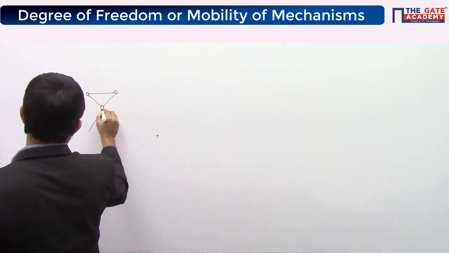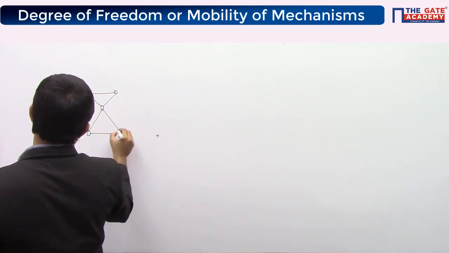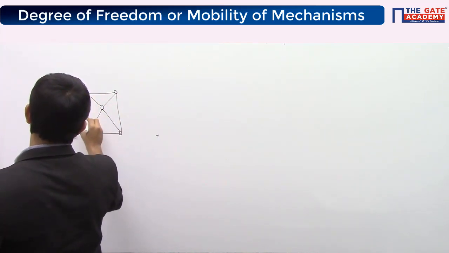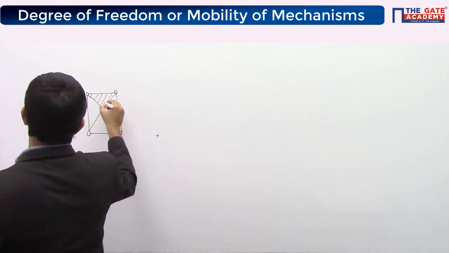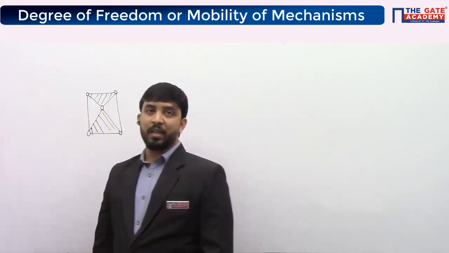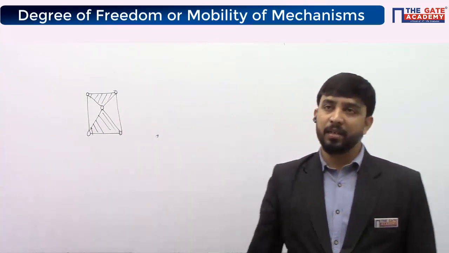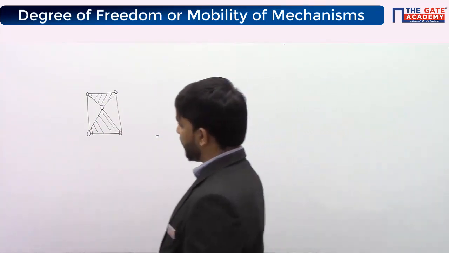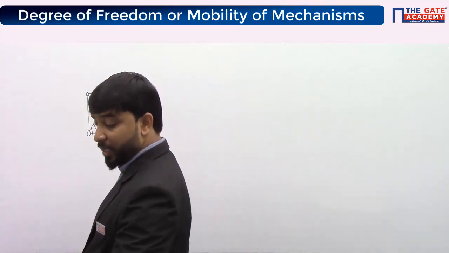But for this case, if you try to calculate degrees of freedom, you will get degrees of freedom as 2, so it's wrong answer, okay? It's not correct. Your Kutzbach's criterion is giving incorrect results. Why is it giving incorrect results? Because there is a redundant link inside this kinematic chain.